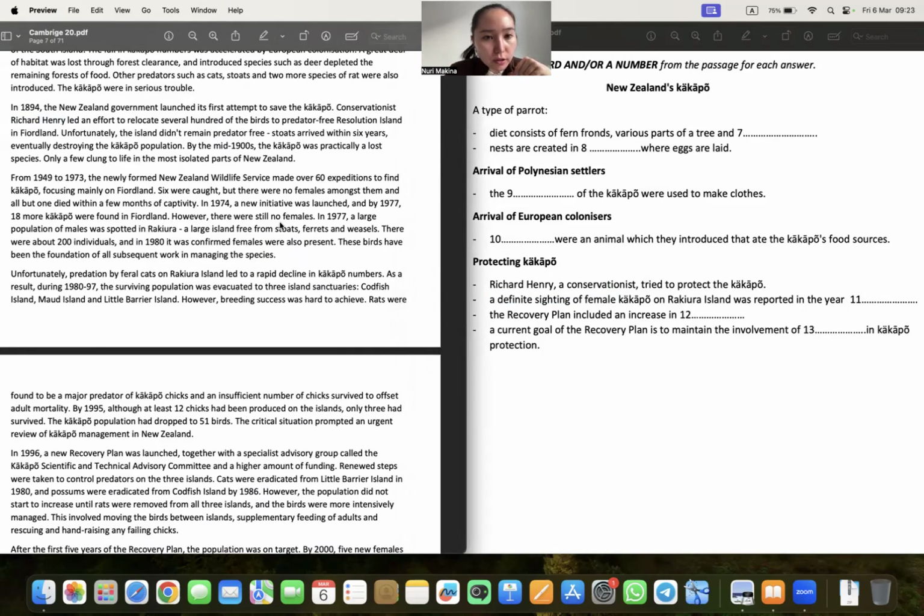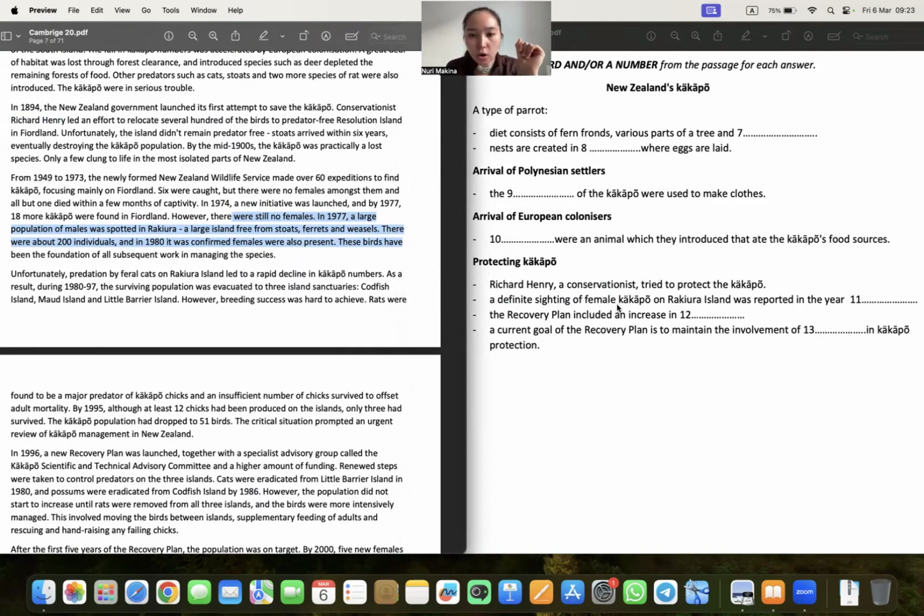I've spotted the word female over here. So where still no females, in 77, a large population of males was spotted in Rakiura, a large island free from stoats, ferals, and weasels. There were about 200 individuals, and in 1980, it was confirmed females were also present. So we have 77 and 80. So the answer is hidden over there.